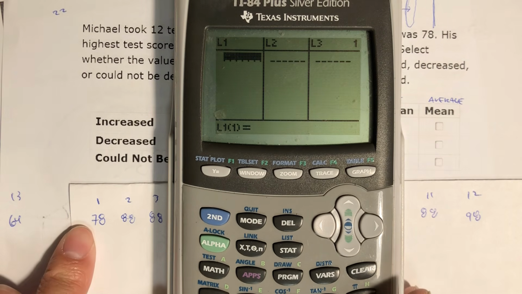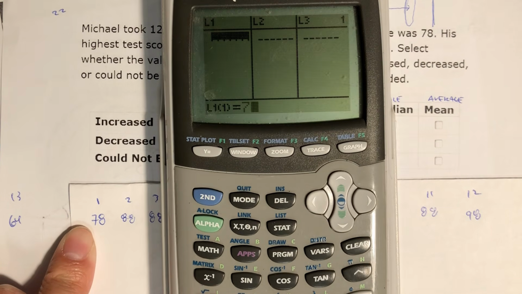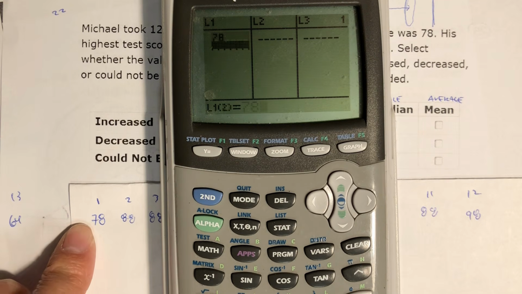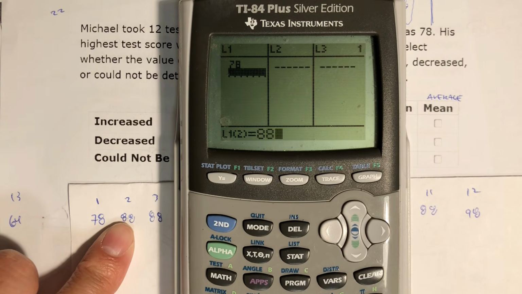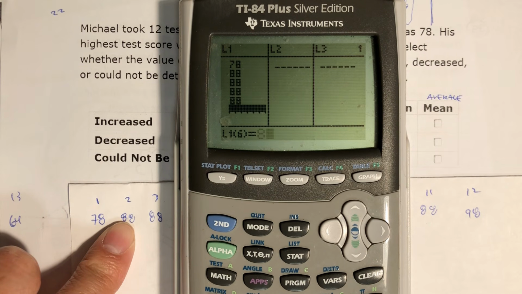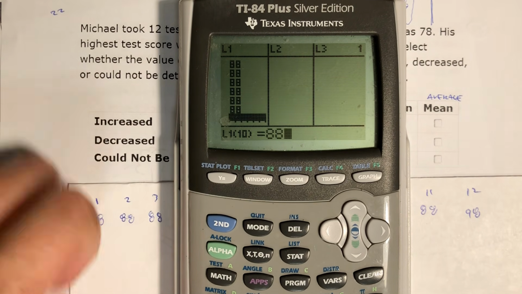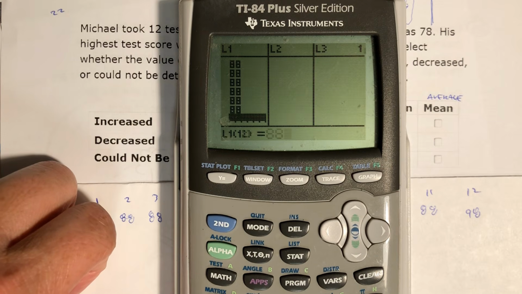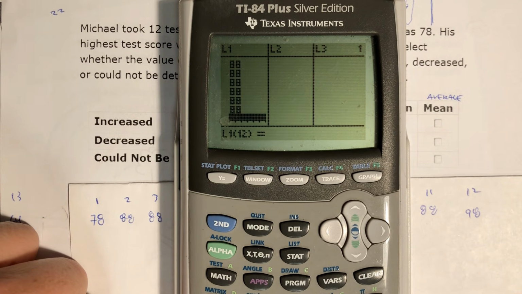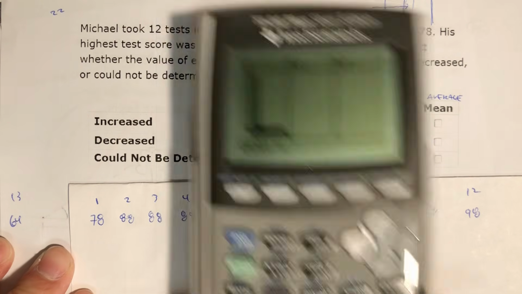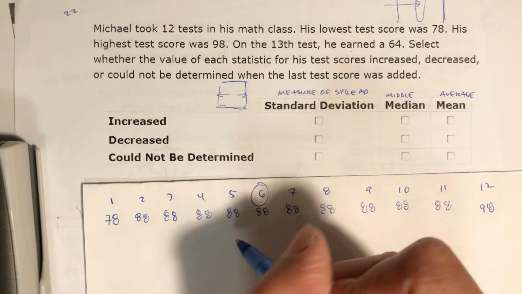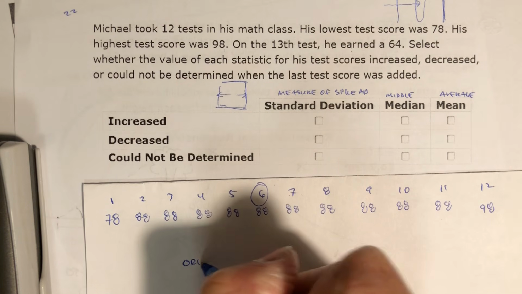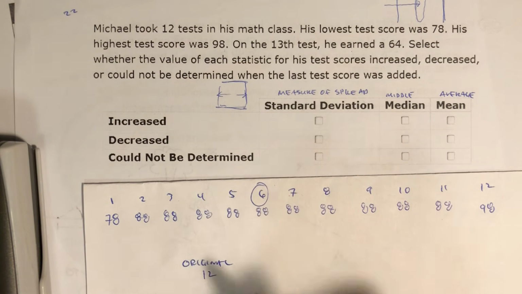So I'm going to go ahead and input all these numbers, 78, and then enter. The reason why I chose 88 is that just pressing 88 is fast, and it's a number between 78 and 98. It's also telling you which test number it is as you're putting it in. That's the 10th test, 11th test, and then the 12th test we said would be 98. Okay, so let me make a table. I call this the original 12 tests.